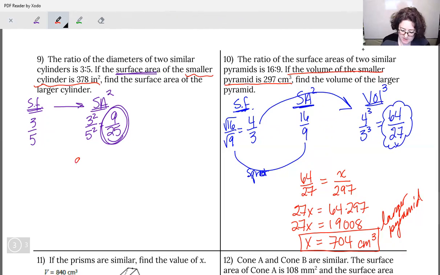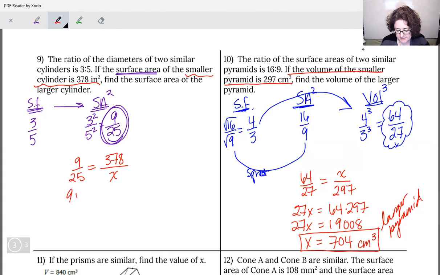So if I take my relationship 9 compared to 25 and I start making a proportion, where should I put that 378? Well, yeah, it's the smaller value. The 9 is smaller in the original fraction. So we're going to go ahead and put 378 on the top in the numerator. And I'm going to put an X in the denominator to know what I need to solve for. And so let's just cross multiply and solve out for X.